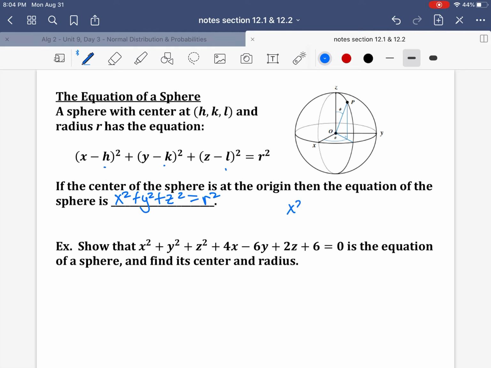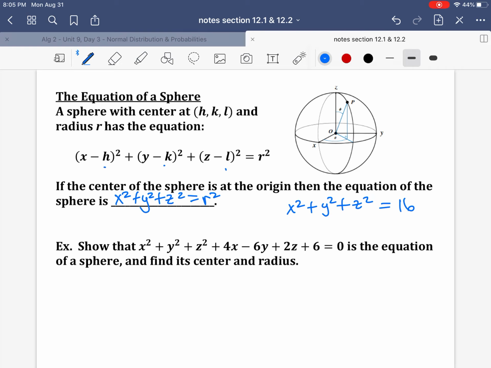So if you had something like x squared plus y squared plus z squared, so if you had all your variables squared and they're all positive, and then you had equal to a number like, let's say 16, you'd be like, oh, I have a sphere with a radius of 4. Okay, so start to recognize those equations just like you would if you're trying to recognize a line or a circle.